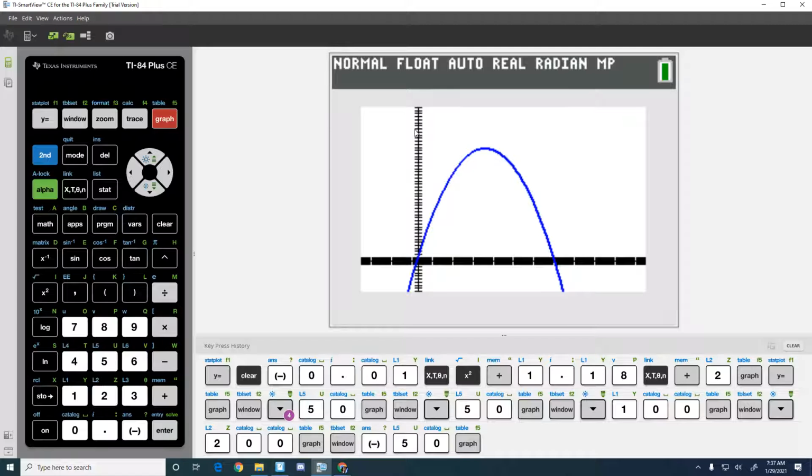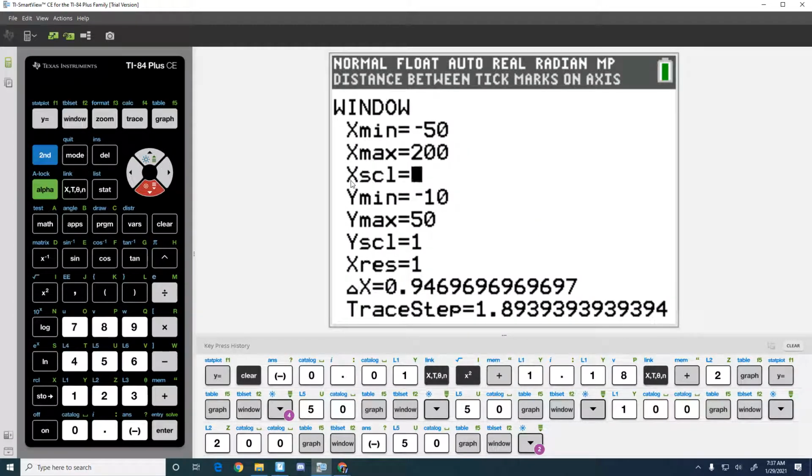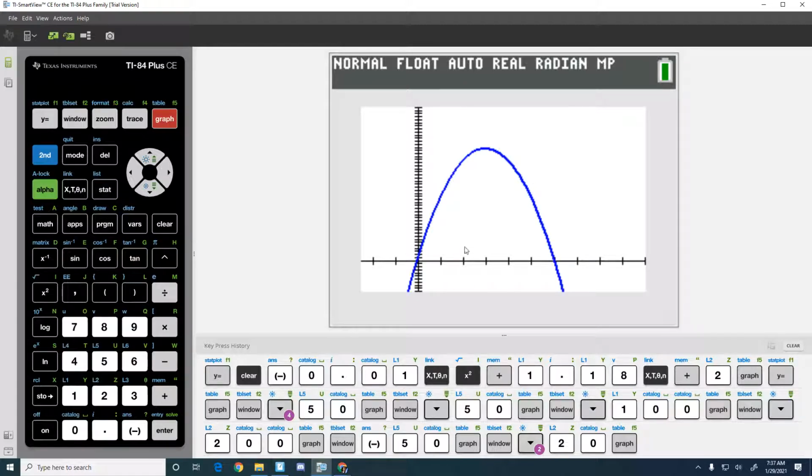Now, do you see those little tally marks, those little hash marks that are really close together on my y-axis? And on my x-axis, look, they're so close together, it looks like a giant block. If I go to window, there's one option that I didn't really talk to you about, XSCL. That's the X scale. Basically, that refers to how many numbers each little tally mark is. So I could change this to like 20. And so now every one of those tally marks represents 20 units, right? So it's going 20, 40, 60, 80.